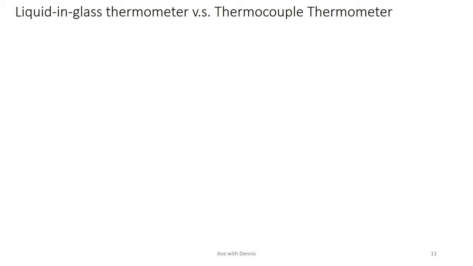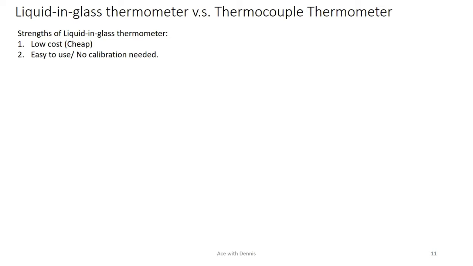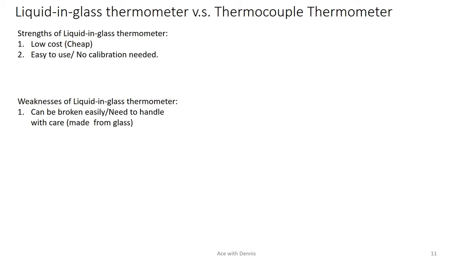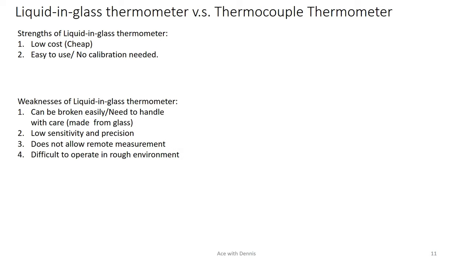Let's compare liquid in glass thermometer and thermocouple thermometer. The strengths of liquid in glass thermometer are: 1. Low cost or cheap. 2. It is easy to use. 3. No calibration is needed. The weaknesses of liquid in glass thermometer are: 1. It can be broken easily and needs to be handled with care because it is made from glass. 2. It has low sensitivity and precision compared to a thermocouple thermometer. 3. It does not allow remote measurement. 4. It is difficult to operate in a rough environment.